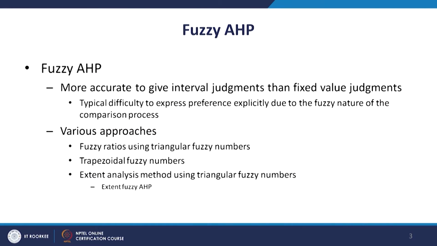Various approaches for fuzzy AHP have been used. For example, fuzzy ratios using triangular fuzzy numbers, trapezoidal fuzzy numbers, and the extent analysis method using triangular fuzzy numbers, also referred to as extent fuzzy AHP. This extent analysis method using triangular fuzzy numbers is the most popular one. So, in our discussion from now onwards, we are going to talk about extent fuzzy AHP.